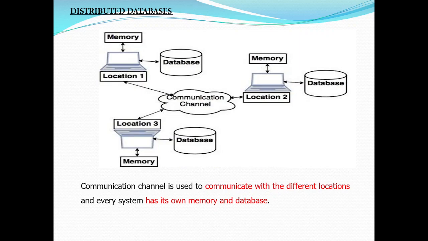So you have the communication channel and you have the database for location 1, location 2 and location 3. The communication channel is used to communicate with different locations, and every system has its own memory and database.